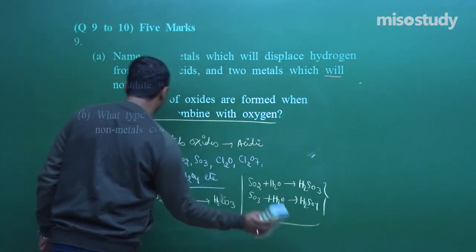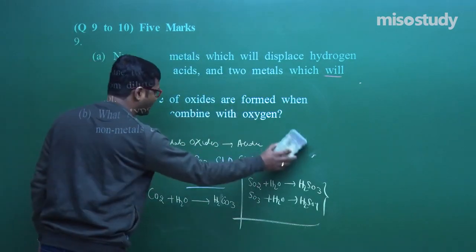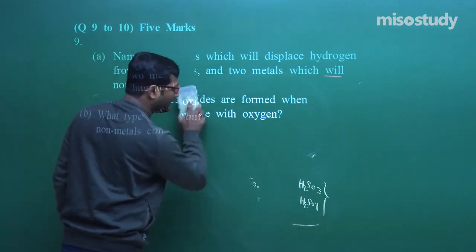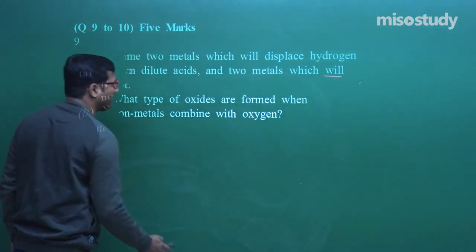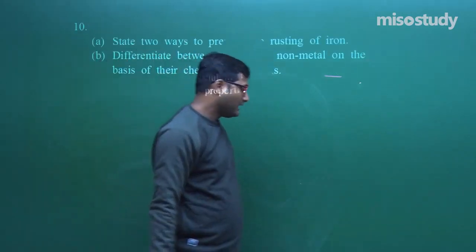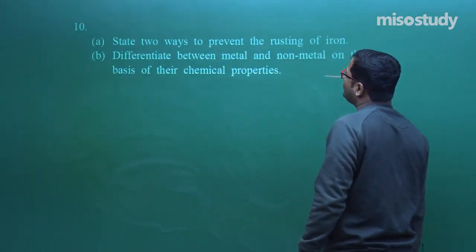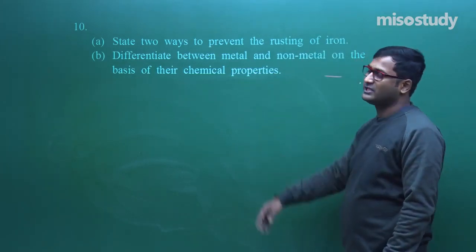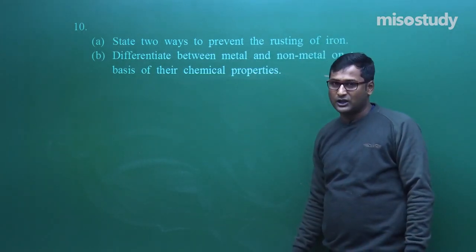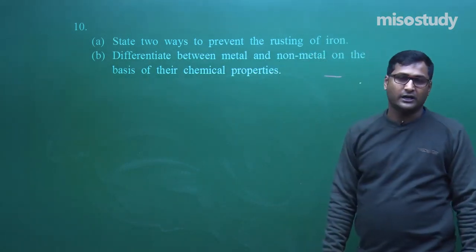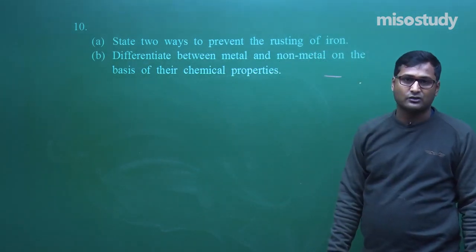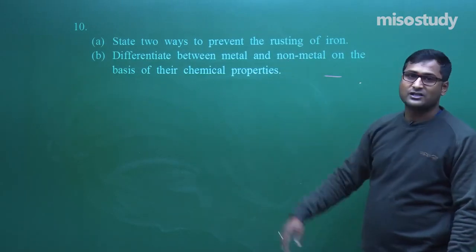I have discussed everything during my theory lectures. Clear? Yes. Let's move to the last question. What is the last question of this PPT? That is, state 2 ways to prevent rusting of iron. As we know, the depletion of the upper layer of iron in presence of moisture, saline water, or pollutants is known as rusting of iron.